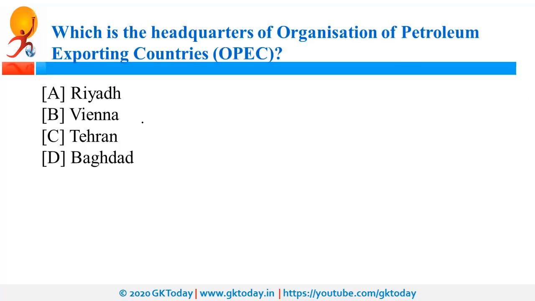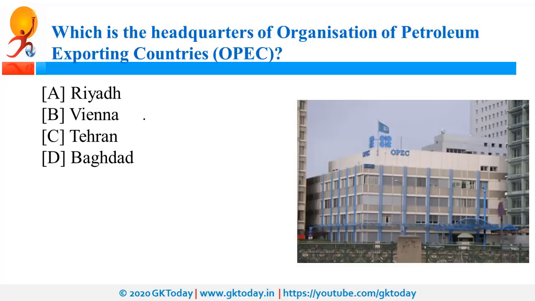Where is the headquarters of OPEC, that is the Organization of Petroleum Exporting Countries? So the headquarters of OPEC is in Vienna in Austria. Now why was OPEC recently in news? Because OPEC countries decided to cut oil production, and they have decided to extend the production cut of nearly 10 million barrels of oil a day till the end of July. Now Vienna is also the headquarters of IAEA. What is IAEA? It is the International Atomic Energy Agency. So OPEC is a group of countries which are major producers of oil.